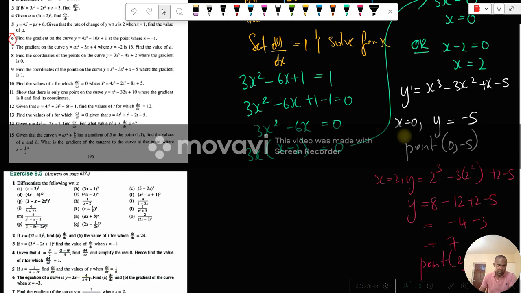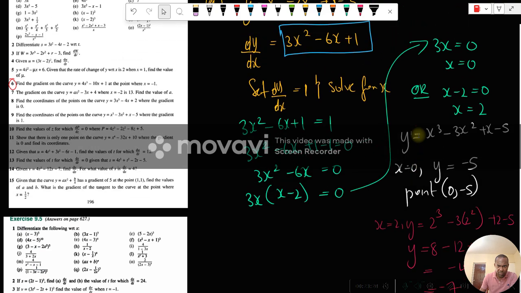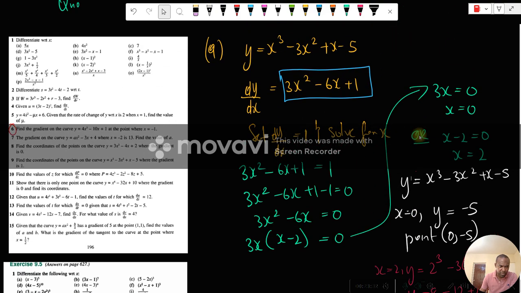Yes, sir. So that was number 9. So number 8 is very similar. So I'm going to leave this on the screen and I want you to do number 8. Number 8 says find the coordinates of the points on the curve y equals 3x cubed minus 4x plus 2 where the gradient is 0.